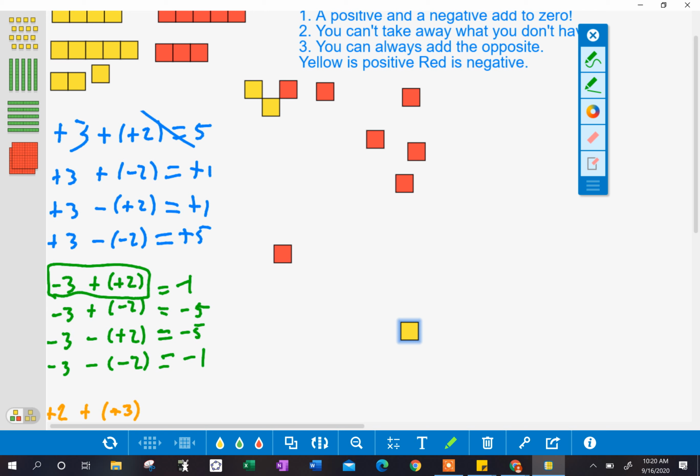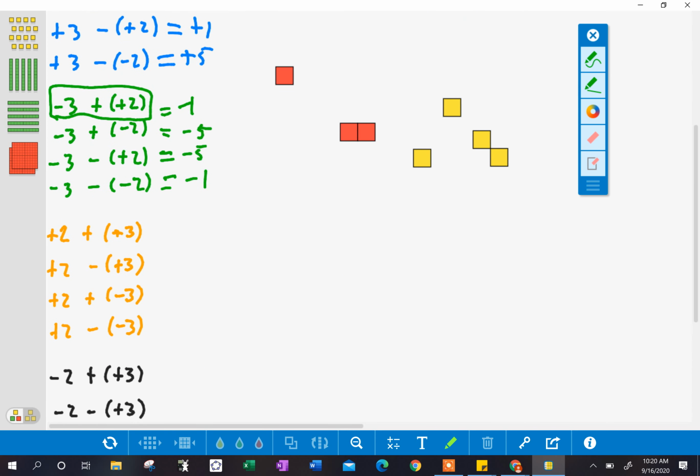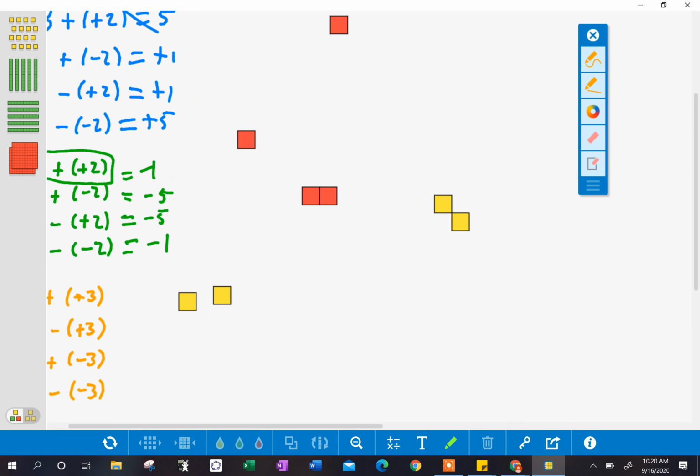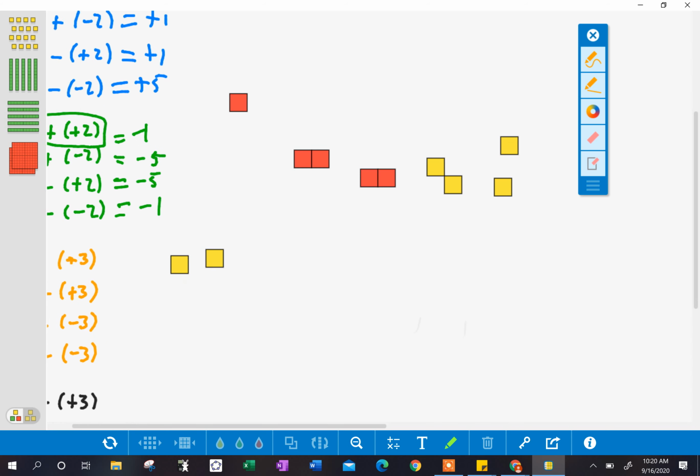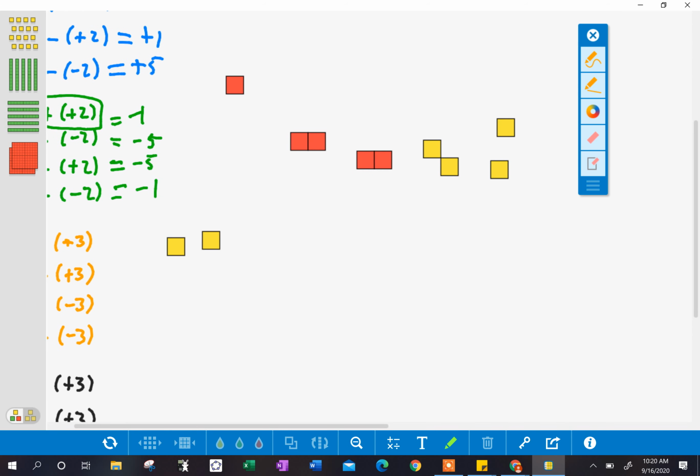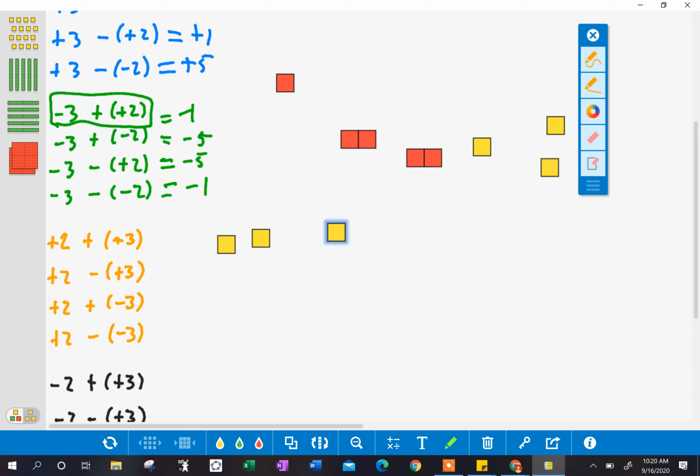All right, well, I'm going to need some more tiles down here because I'm going to do a couple more problems. So now, what if we start with the 2's? All right, so I'm going to start with 2 positives. And it says 2 positives, add 3 positives. 1, 2. I'm going to start with 2 positives. I add 3 positives, and what do I have in total? 5 positives. And that's it.